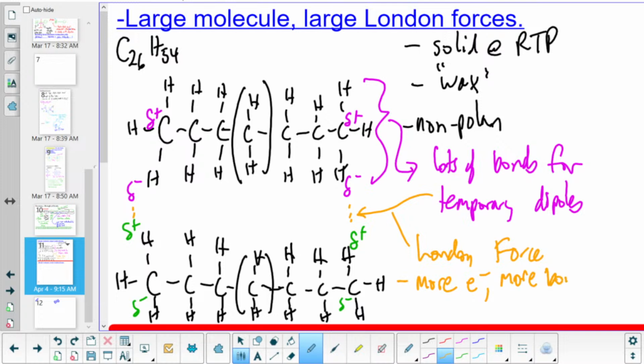So, for the carbon 26 and hydrogen 54, is that what it is? How do you know how many C's and H's there are? I doubled it and added 2. Every carbon has 2 hydrogens, except for the ends where they have an extra one each. So for a straight molecule, the formula is CnH2n plus 2. If this is 26, 26 times 2 is 52, plus 2 is 54. Why can't that be dipole-dipole instead of temporary?